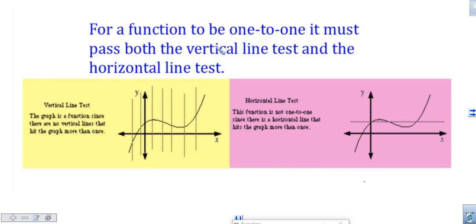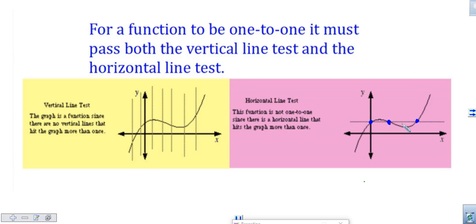Okay? So one way we can check is by using the vertical line test and the horizontal line test. We've done the vertical line test before. You just make a straight up and down line, and as long as it only hits once, it is a function. For it to be 1 to 1, it also needs to pass the horizontal line test. And you can see right here that ours does not pass the horizontal line test because it touches in 3 spots. Okay? So this function is not 1 to 1.